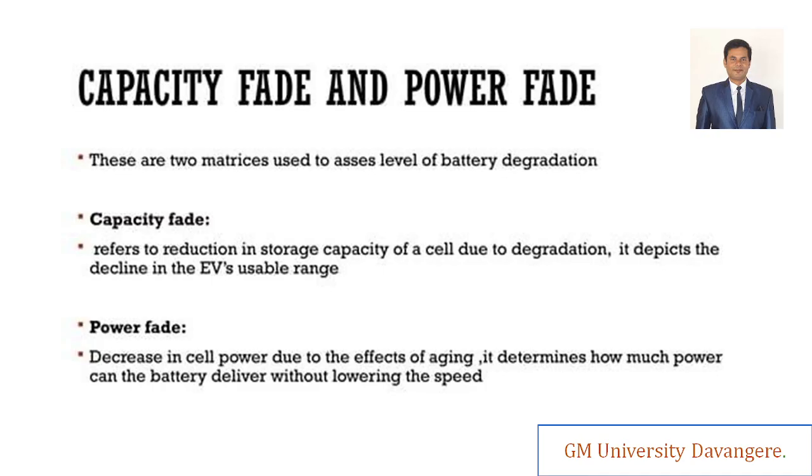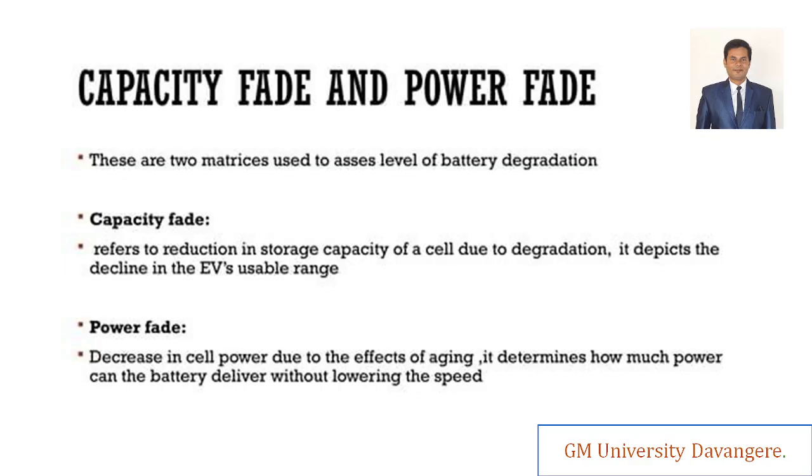So that is the meaning of the capacity fade. Capacity fade refers to the reduction in the storage capacity, meaning it is not able to store the energy properly because of the aging factors. So due to the degradation, let us see how the degradation will happen in the upcoming sessions.